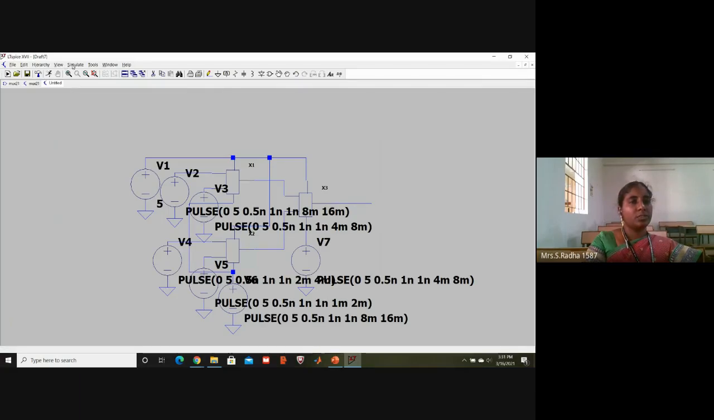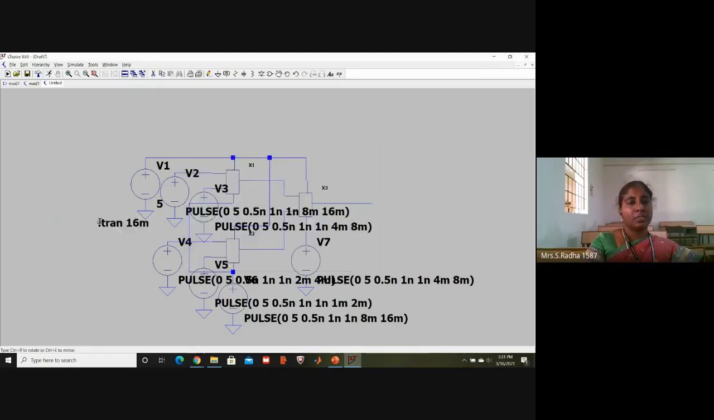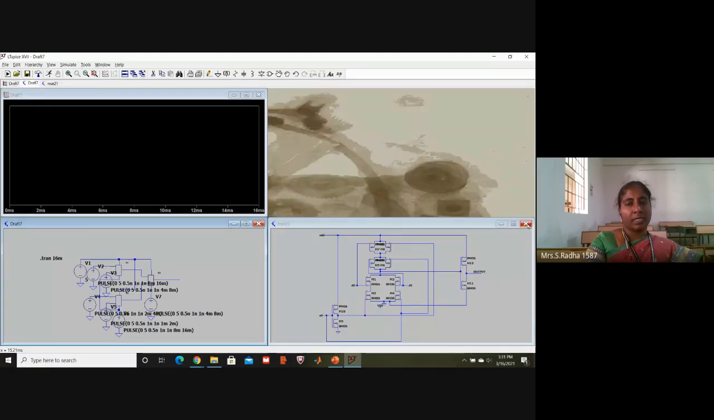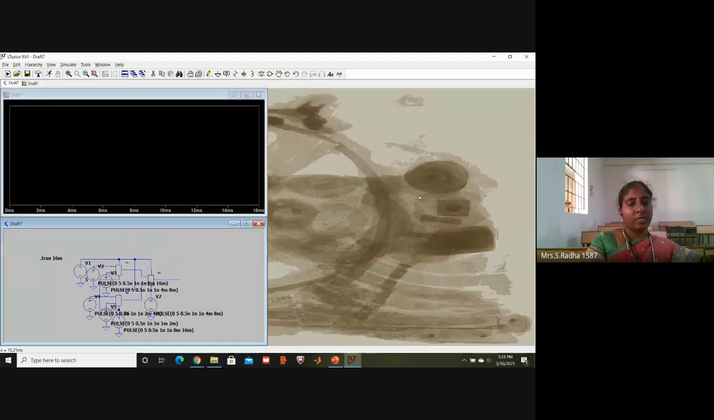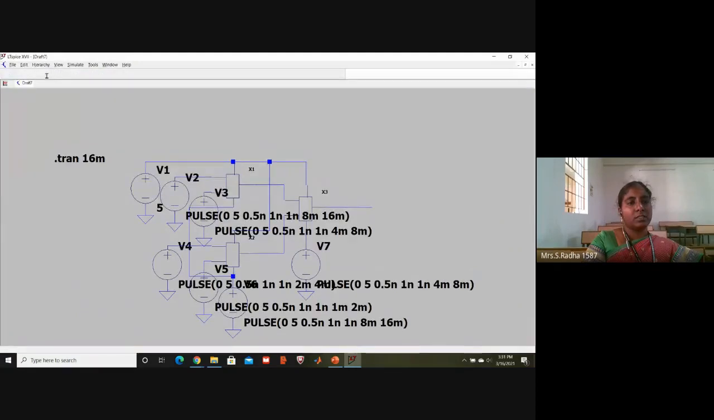Now go to simulate, edit simulation. 16 is the maximum time I have used in the entire setup. Go to the run button. I don't want the shortcut symbol, already it is saved. I don't want the schematics also for the 2x1 multiplexer. Now I will close this window and execute once again.